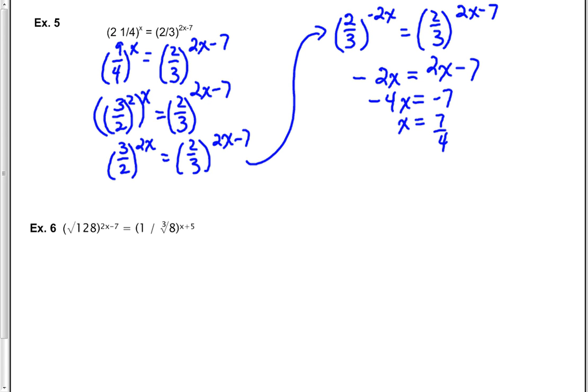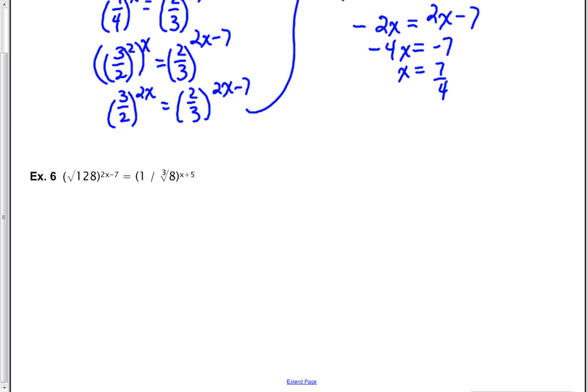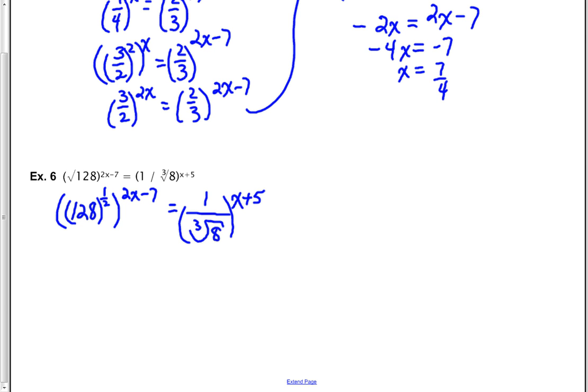And another ugly one. I have the root of 128 to the 2x minus 7. The Smart Notebook isn't making it any easier to deal with either, so I'm going to write this as 128 to the 1/2. That's what a square root is, to the 2x minus 7 equals. Well, let's at least write the right side so that I can see it. 1 over the cubed root of 8 to the x plus 5. Okay, that's a little better.